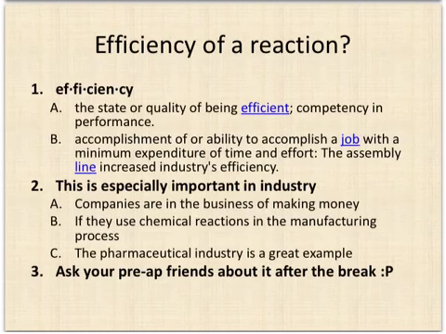So what is efficiency? Well, efficiency is the quality of being efficient, and it's the accomplishment of or ability to accomplish a job with the minimum expenditure of time and effort. And it's really important in industry.